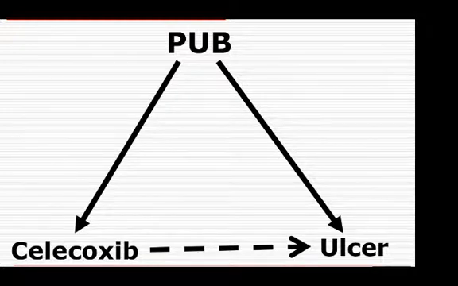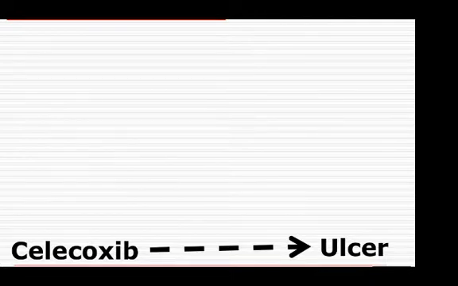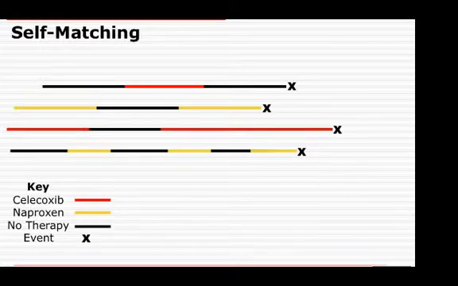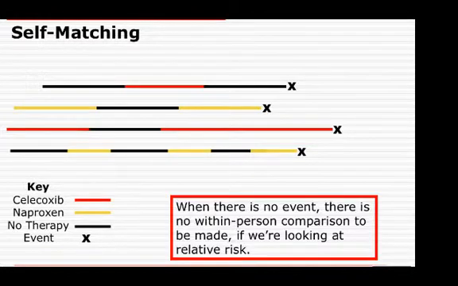Among treated patients, those with a history of peptic ulcer and bleeding are most likely to get celecoxib because it's safer. But those same at-risk patients will have more ulcer problems in the future, making it look like celecoxib causes ulcer. This is confounding. A self-matched design looks within the experience of each patient for its comparisons. When there is no event, there is no within-person comparison to be made so long as we're looking at relative risk. Having to study only people with events can make self-matched studies very efficient.